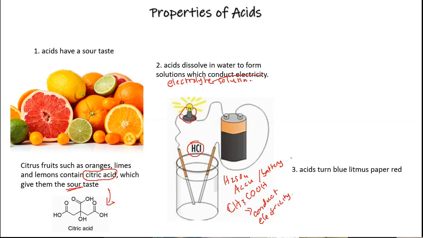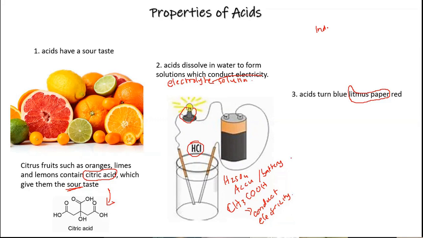Then the next property of acids: acids turn blue litmus paper red. Litmus paper is an indicator that can detect whether a solution is an acid or a base. Litmus paper is a pH indicator. What is pH? pH is the power of hydrogens.